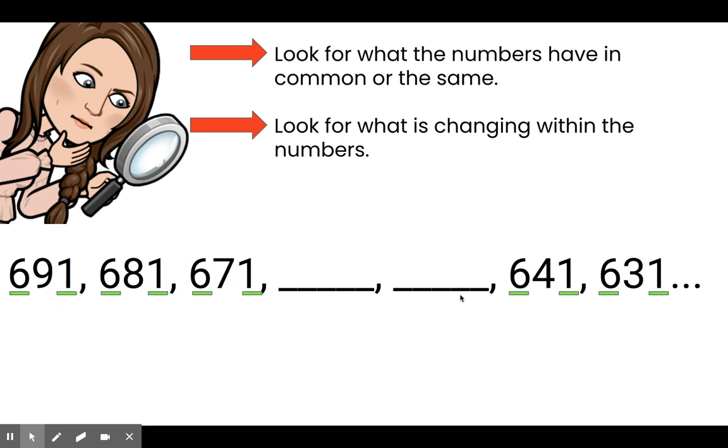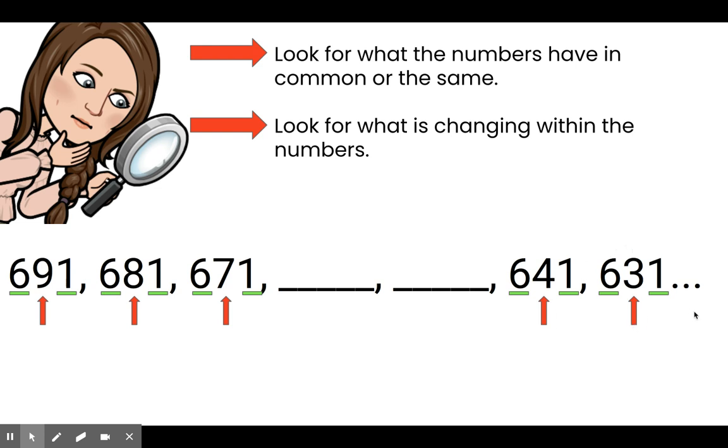Each of the numbers I have listed has 6 groups of 100, and they each have 1 one. You'll notice that remains the same, or constant, throughout the pattern. I can tell that the number that is changing is my tens place value spot. Here I have 9 tens, 8 tens, 7 tens. These numbers are missing, and then I have 4 tens and 3 tens.